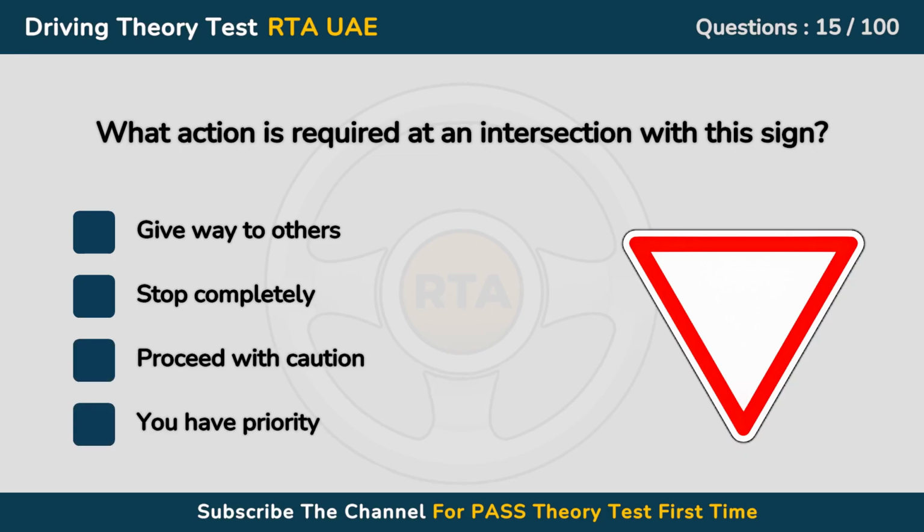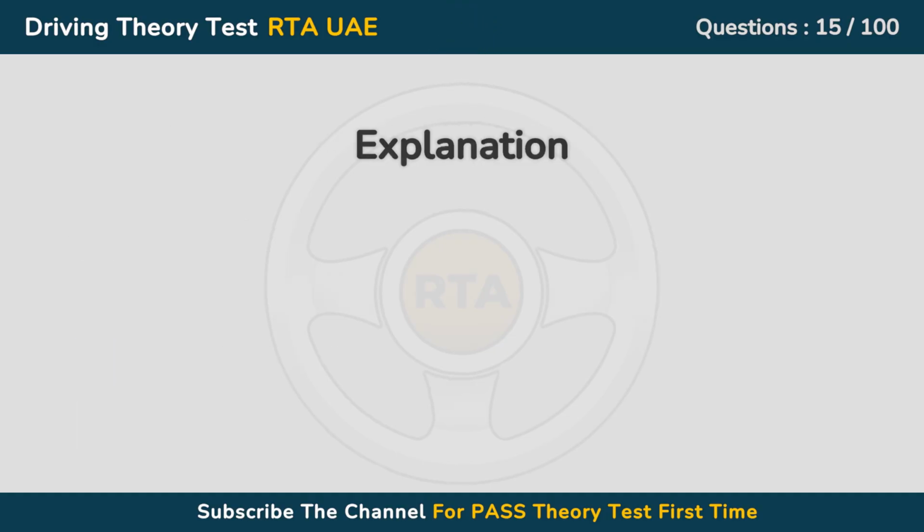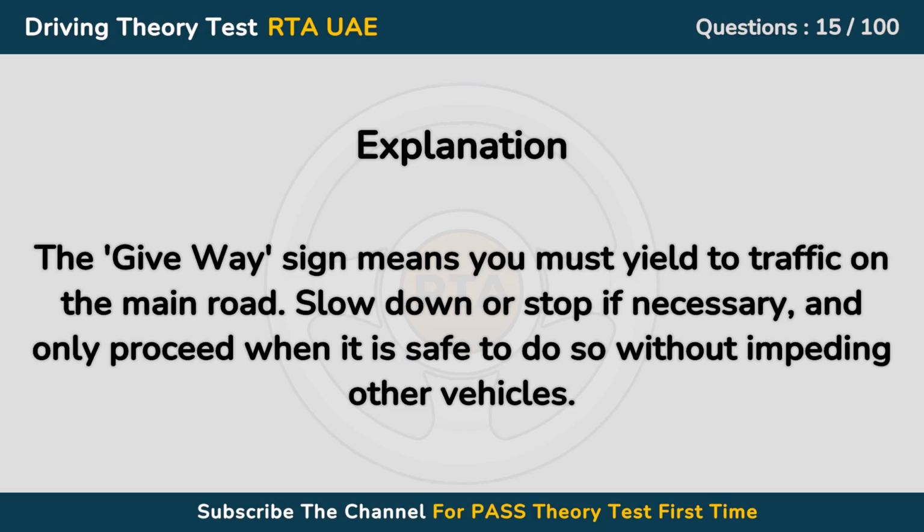A. Give way to others. B. Stop completely. C. Proceed with caution. D. You have priority. Answer is A. Give way to others. The give way sign means you must yield to traffic on the main road. Slow down or stop if necessary, and only proceed when it is safe to do so without impeding other vehicles.